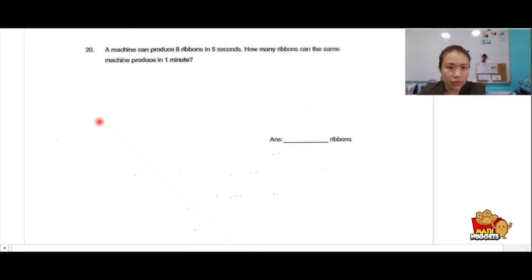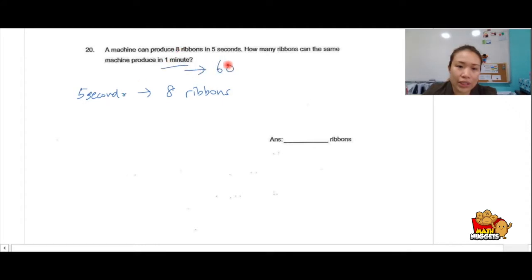So 5 seconds. In 5 seconds, the machine produces 8 ribbons. How many ribbons will the same machine produce in 1 minute? 1 minute has got 60 seconds.